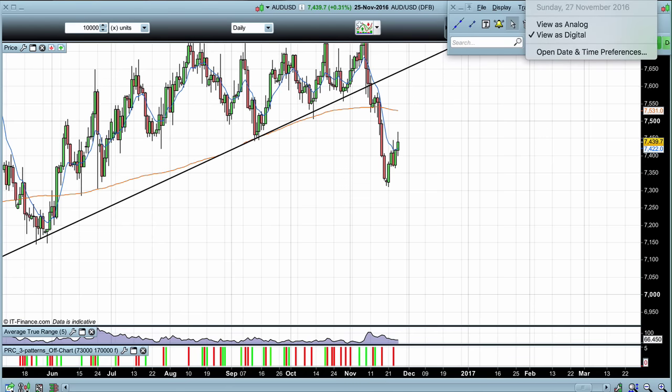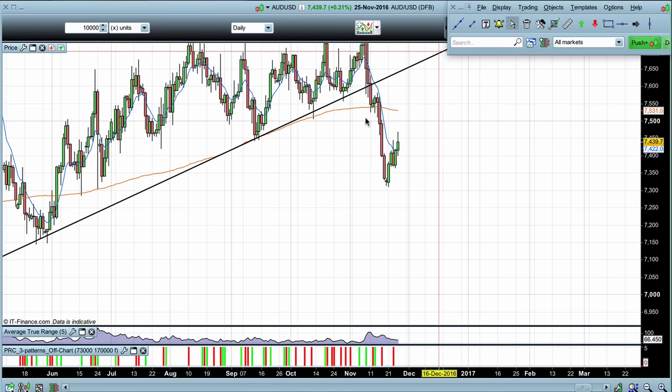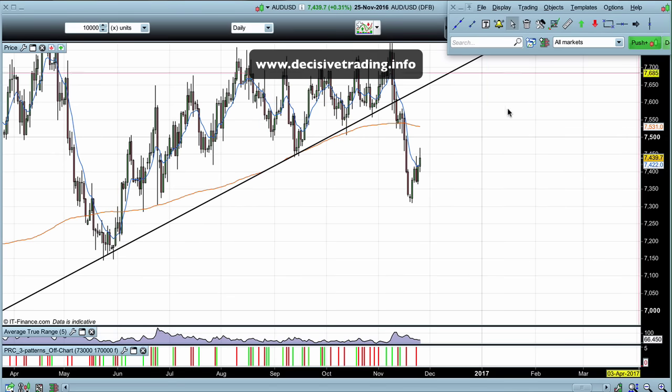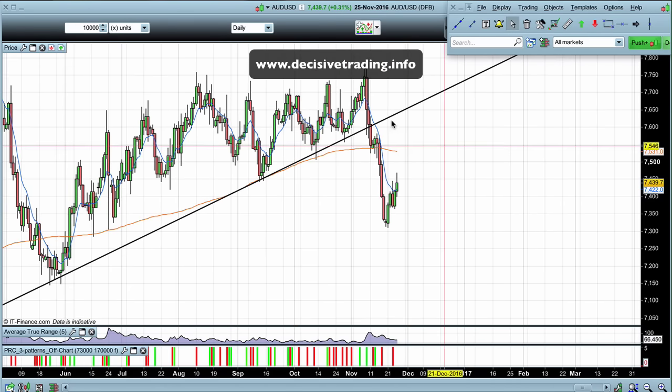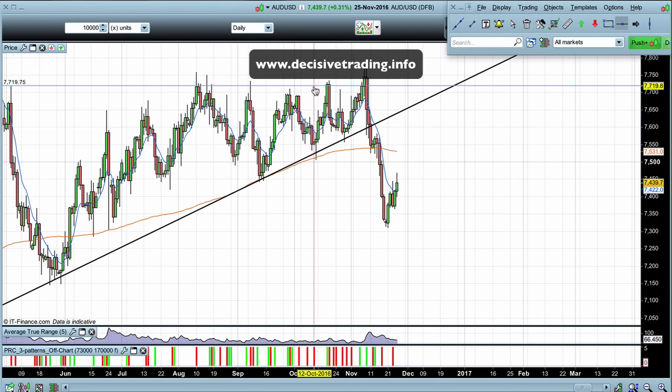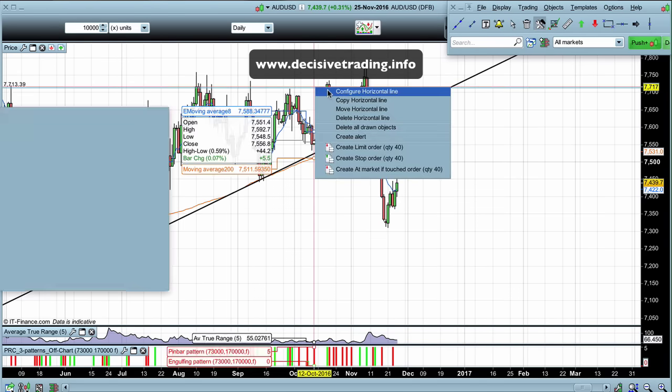Okay, it's Sunday the 27th of November, so let's have a look at the Australian dollar, US dollar for the trading week ahead. First thing is we have had the very strong downward move, which we have gone over. It's after the market broke out of our ascending triangle.